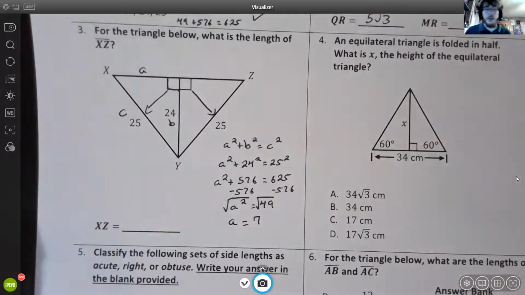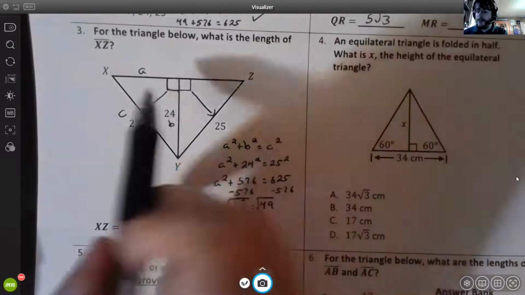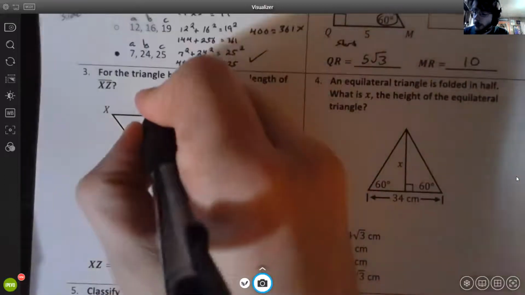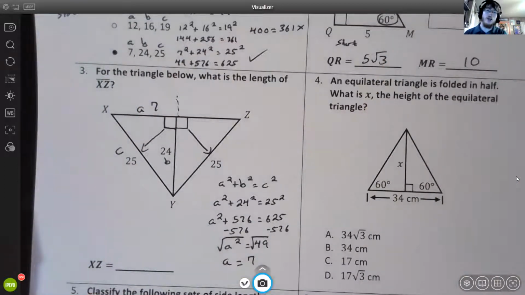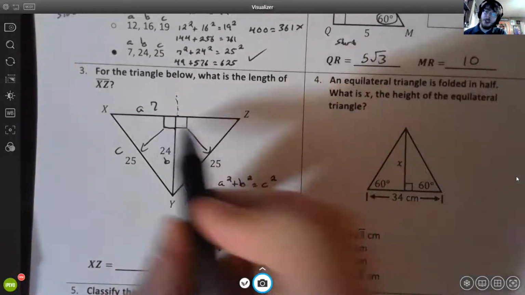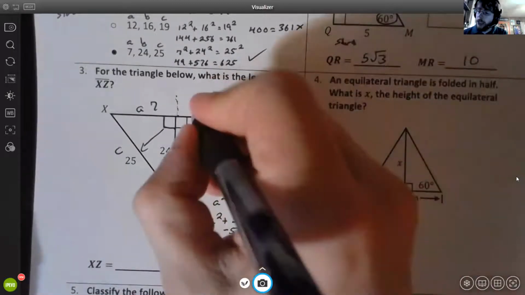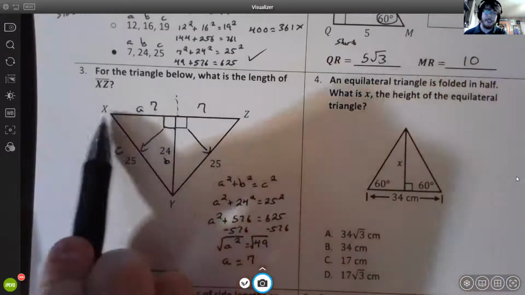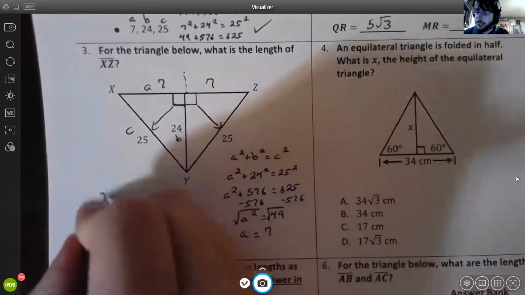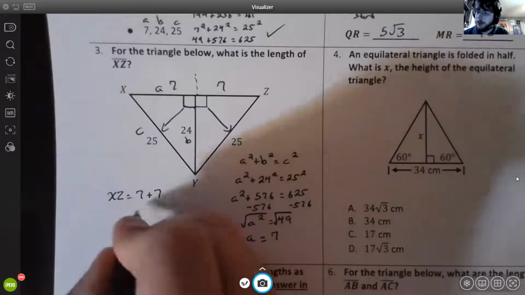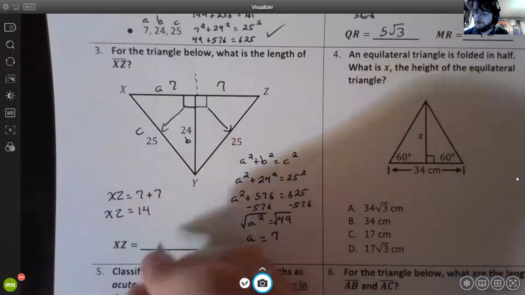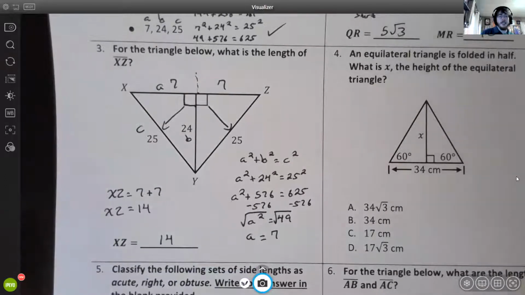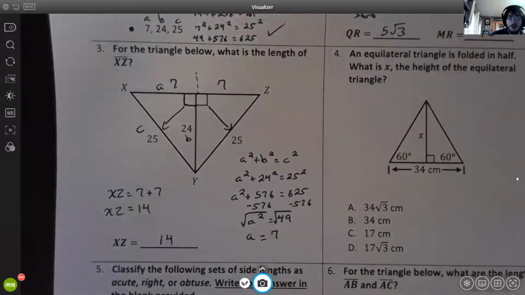Are we finished? Well, we just said that A is that one part here. It's just this part. Okay, so we know this is 7 now. These two right triangles were identical, so we also know that part is 7. And we want to know what XZ is. Well, XZ is this entire length, so that means XZ is equal to 7 plus 7, which is 14. So XZ is equal to 14. Be careful about that because that is one of the major things that people get tripped up on.